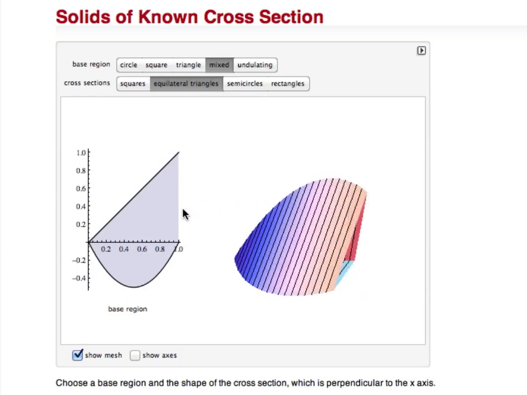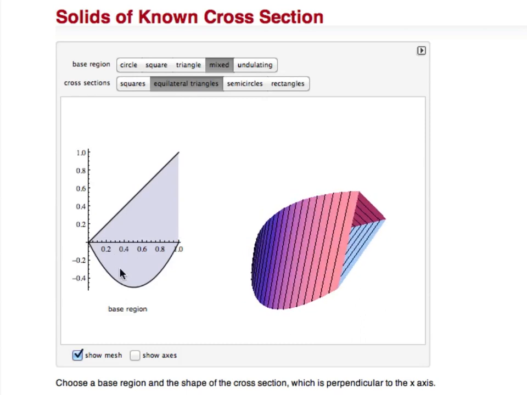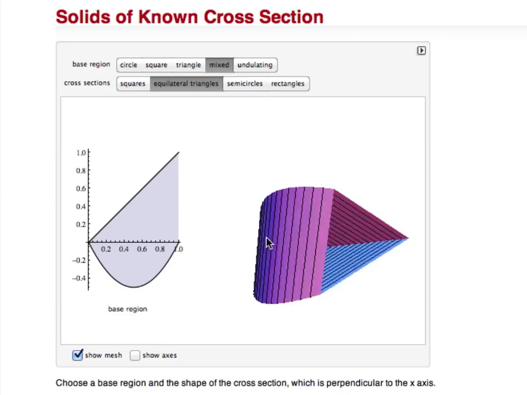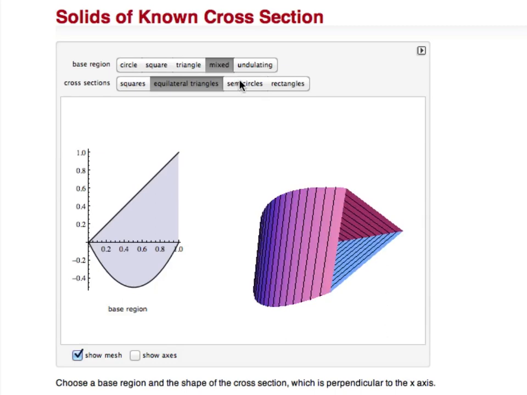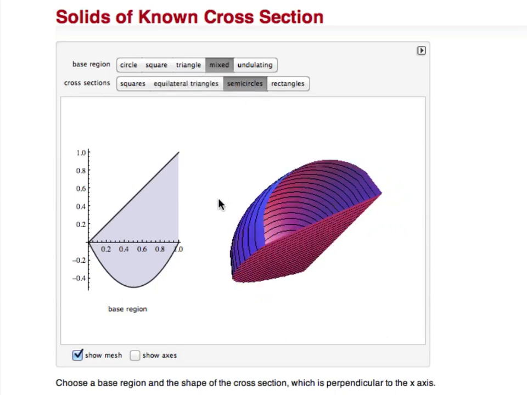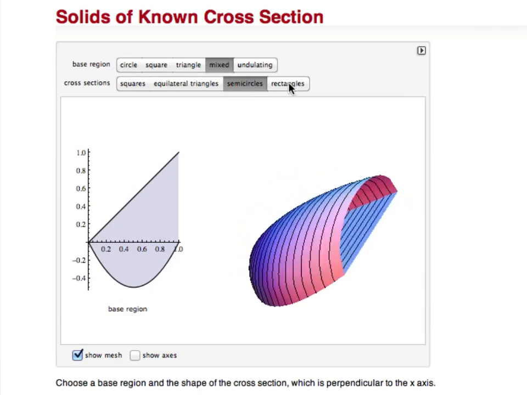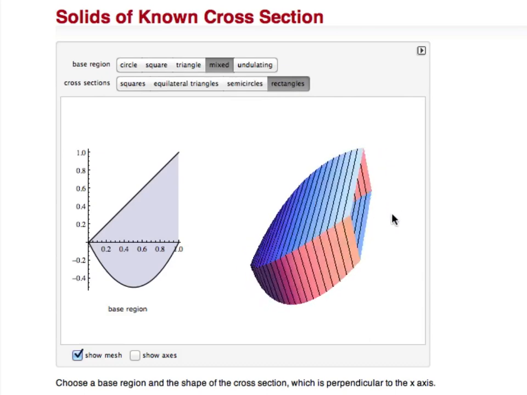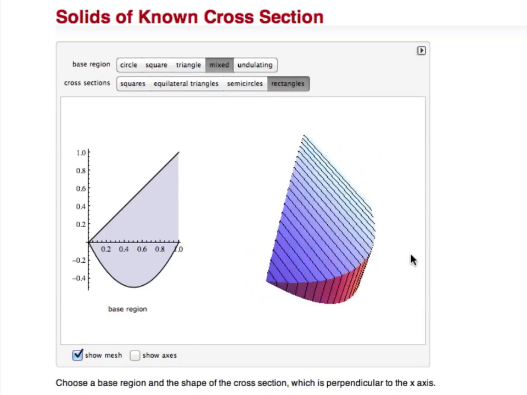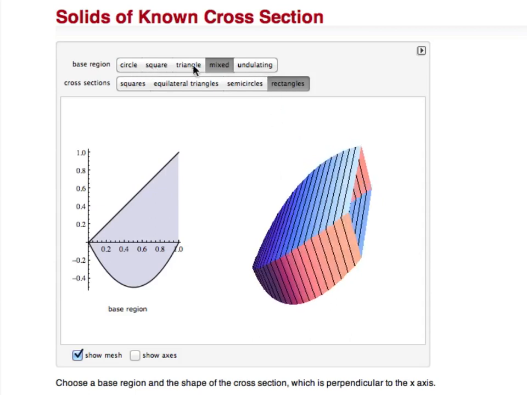equilateral triangle. Okay, so you can see there, we would just take this length, the distance between the two curves, which we already know how to find, and then take it and make an equilateral triangle out of it. Can also do this with semicircles, okay, because that would just be half of a circle. And rectangles would also work, and you can see the shape that would be formed here. And this will work for any base region.